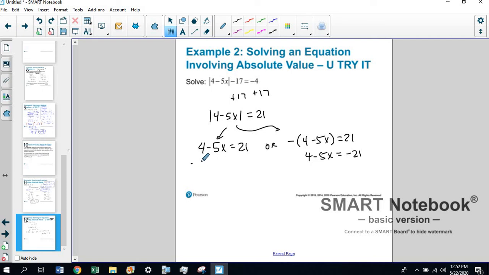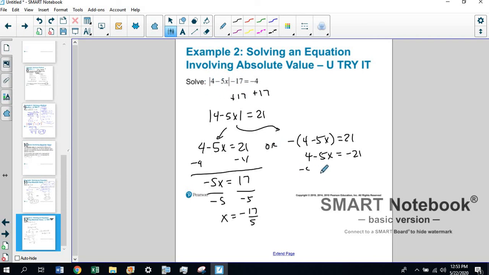All right. So we solve this, subtract 4 from both sides. Don't forget your signs. Negative 5x equals 17, divide by negative 5. You get x equals negative 17 fifths. That's okay because remember the x is inside the absolute value. So if you were to check yourself, it would be okay.